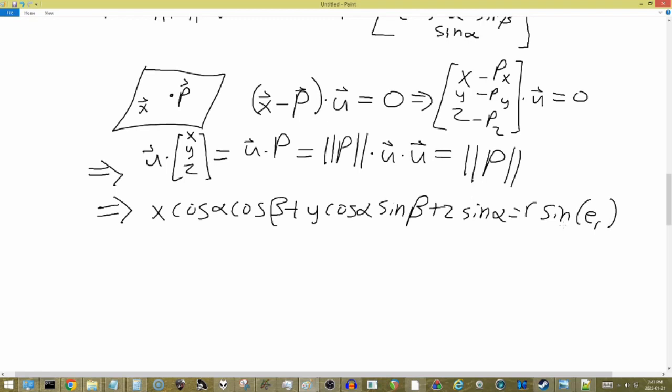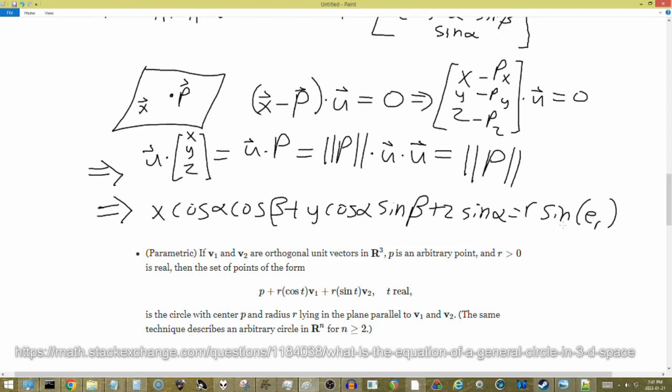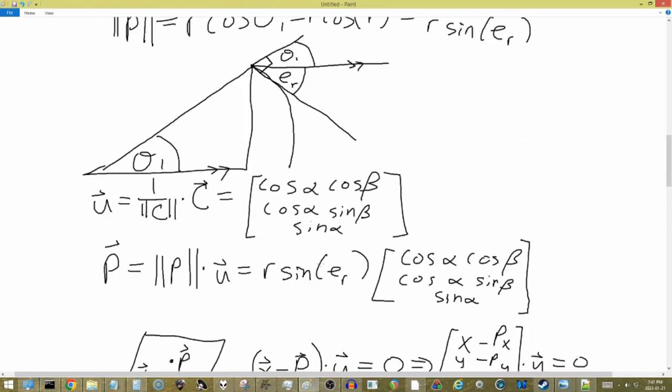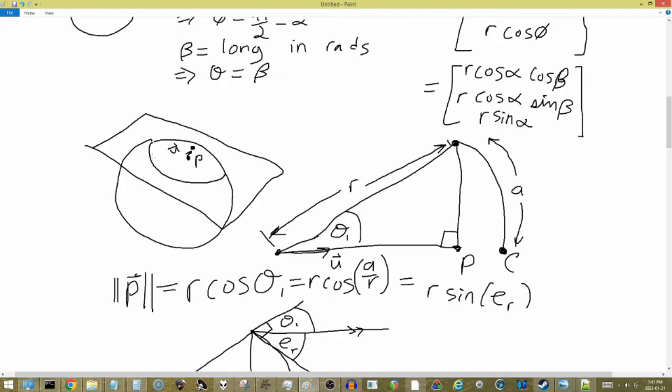Once we have the equation of the plane, we need two perpendicular unit vectors in it to define the equation of the circle of equal altitude. We want to define this circle that goes around here. We're going to do that with just some arbitrary unit vectors that are orthogonal to each other.